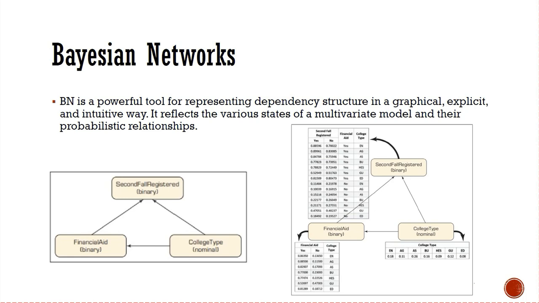Bayesian networks were first defined in the early papers of Judea Pearl, supporting self-activated multi-directional propagation of evidence that copes with rapidly changing information. A Bayesian network is a powerful tool for representing dependency structures in a graphical, explicit, and intuitive way.